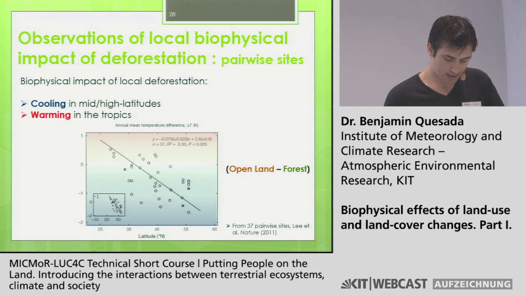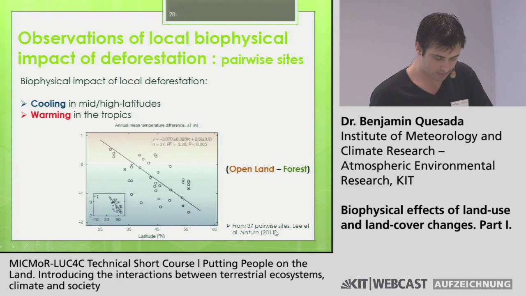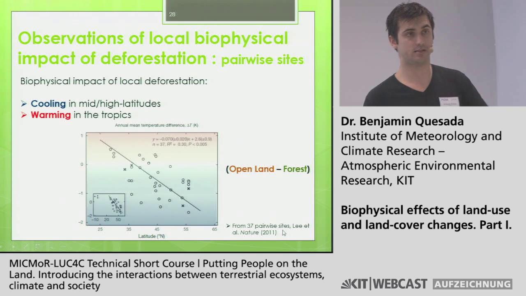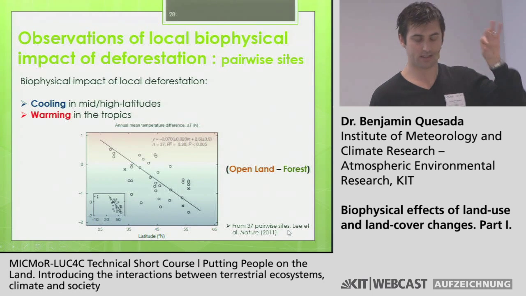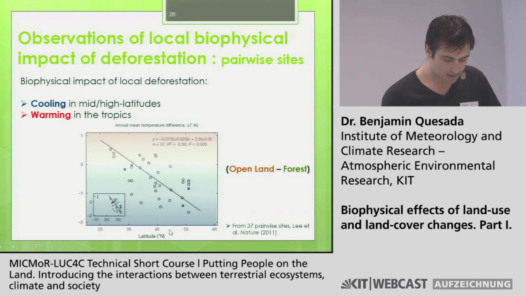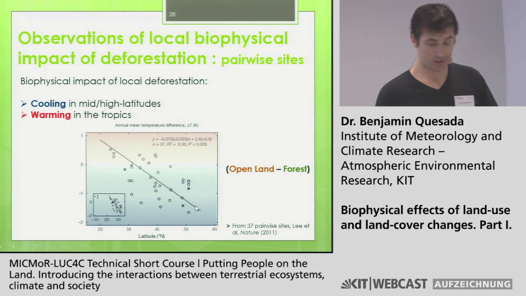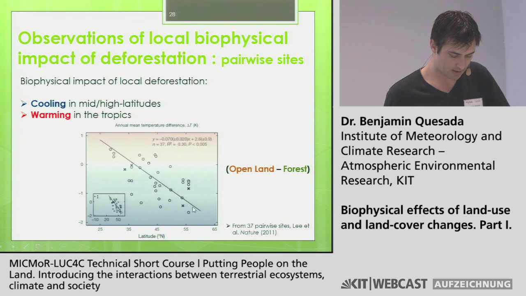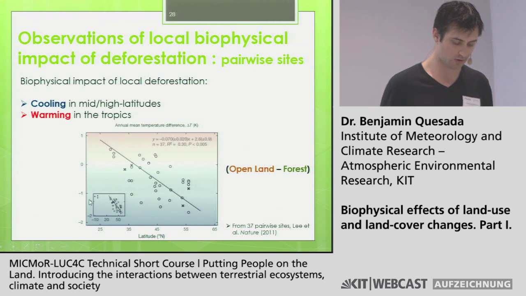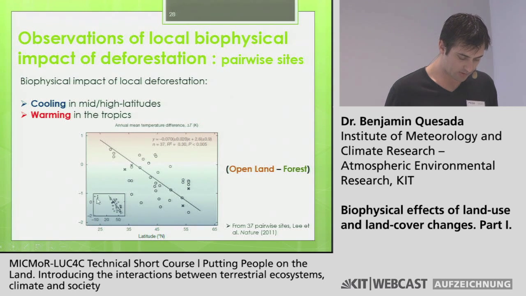This is exactly what they did in the Lee et al. study in Nature 2011 with 37 pairwise sites across a lot of latitude bands, going from the tropics through the temperate latitudes to the boreal regions. What we see is that deforesting in the boreal regions seems to lead to a cooling, which is in line with what I showed previously, maybe because the albedo is dominating. In the tropics, by contrast, you seem to have a relative warming when you deforest. That's a local warming. There is weak evidence because we have only 3 pairwise sites here.